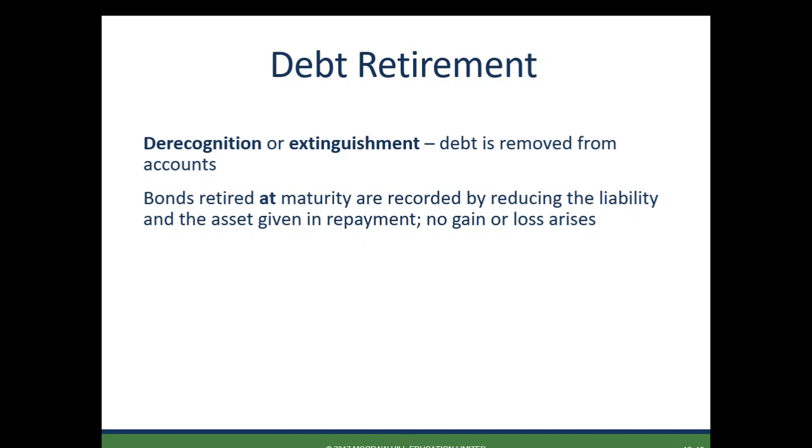Debt retirement at maturity is fairly clear-cut. By the time the debt reaches full maturity, all of the related discount or premium is fully amortized, making the carrying value of the debt equal to its face value. Any debt issue cost will be fully amortized. So there are no gains or losses to be recorded. We simply reduce the liability and the asset given in repayment. Any costs incurred to retire the bond, such as trustee management fees, clerical costs, or payment fees, are immediately expensed.